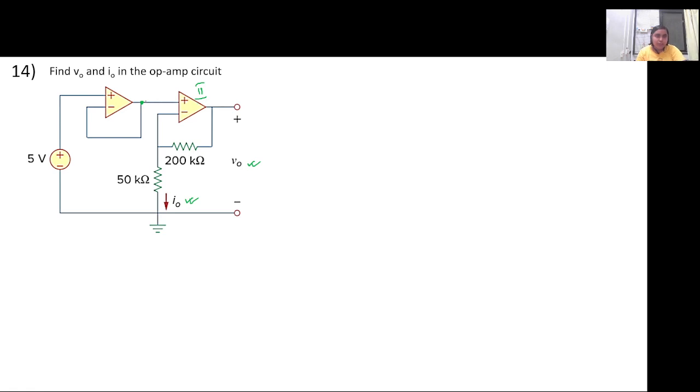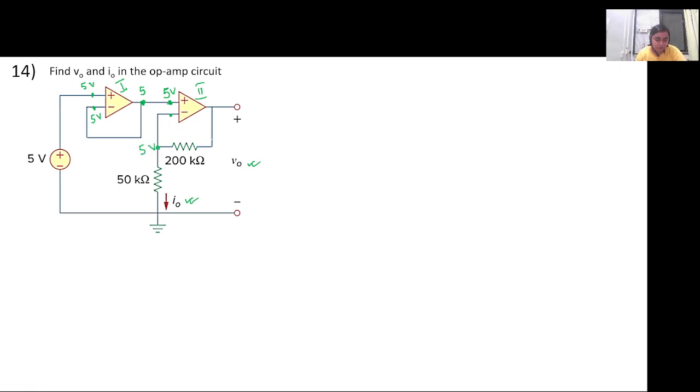So whatever the voltage will be here will be the voltage across here and will be the same voltage across here. So we see that this particular voltage is connected to 5 volt. So using the ideal op-amp condition for the first amplifier, this will be equal to 5 volt, and since nothing is connected to it, this output is also equal to 5 volt. So the non-inverting terminal of the second amplifier is at 5 volt.